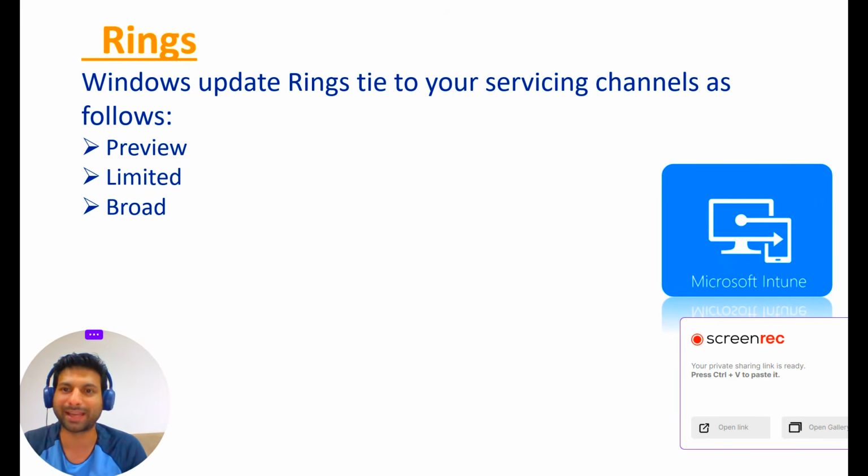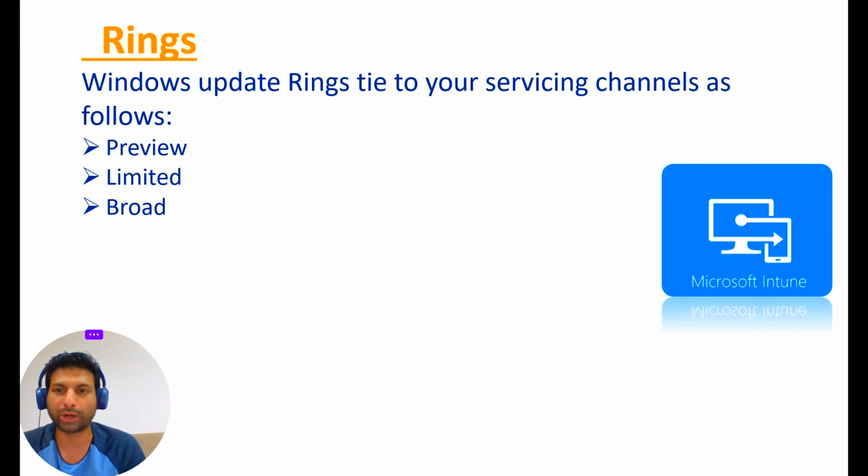Now on top of update channels, we also have what are called update rings. These are just like time frames. You can group your machines together in these rings as time frames. So for example, I might have a general availability channel, and then I might link a group of machines to what's called a preview ring, which means that the preview ring gets the updates as soon as they go live to the public.